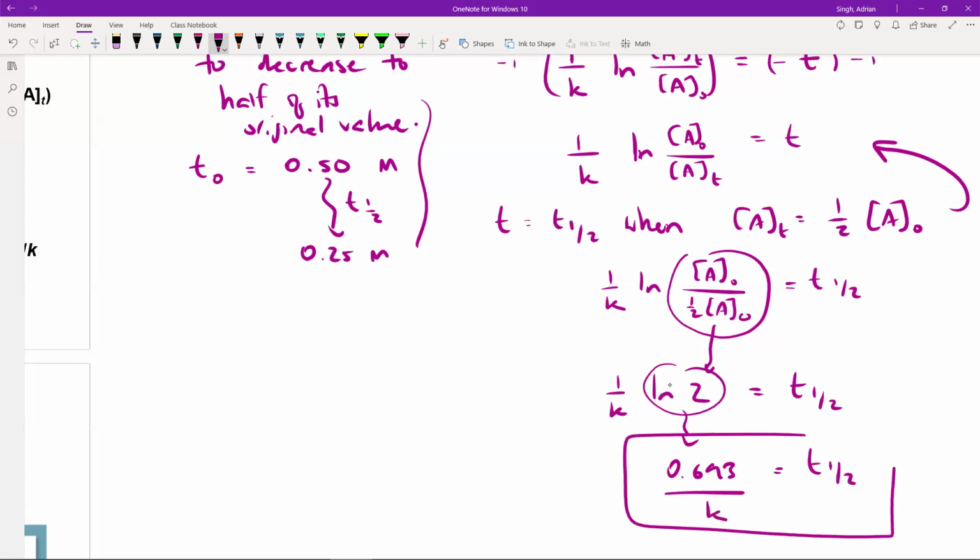So what we've done is derive the expression for the half-life for a first order reaction. The t 1/2 is 0.693 over the rate constant k. We can use that also to solve different chemical and mathematical problems.